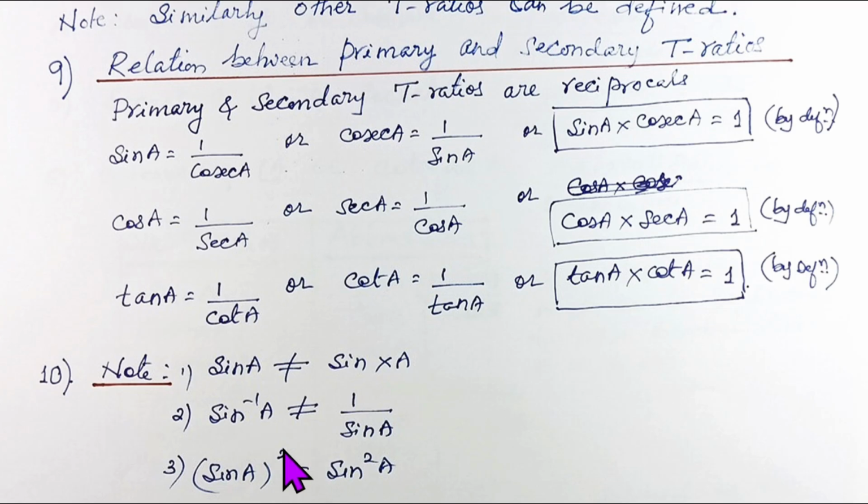Now sine A raised to 2, sine A square, that means sine A is multiplied 2 times, it can be written as sine square A also. Sine A whole to square or sine square A mean the same. Remember that.